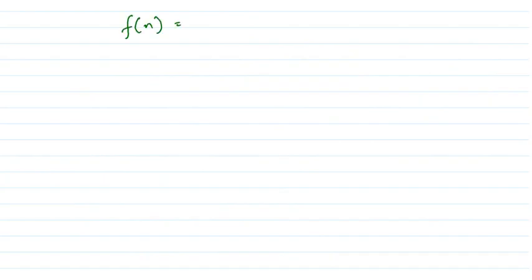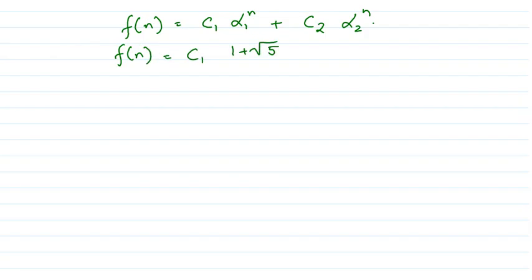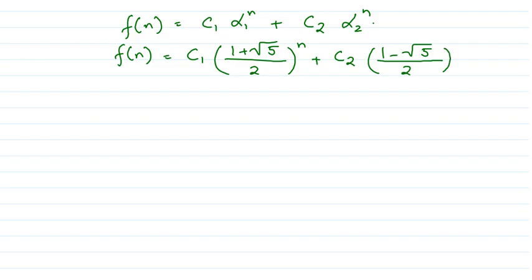Since f of n is c1 alpha 1 power n plus c2 alpha 2 power n, right? So f of n is c1 times (1 plus under root 5) divided by 2, which was the first root, raised to the power n, plus c2 times (1 minus under root 5) divided by 2 raised to the power n, right?